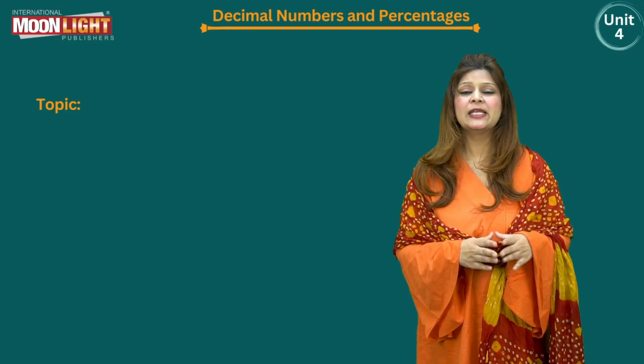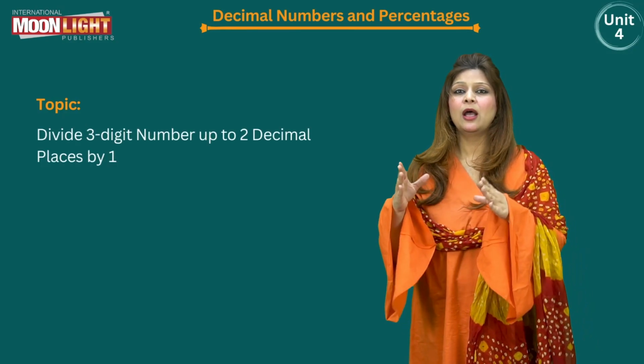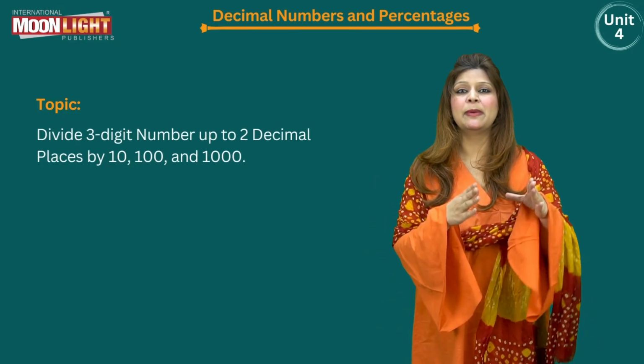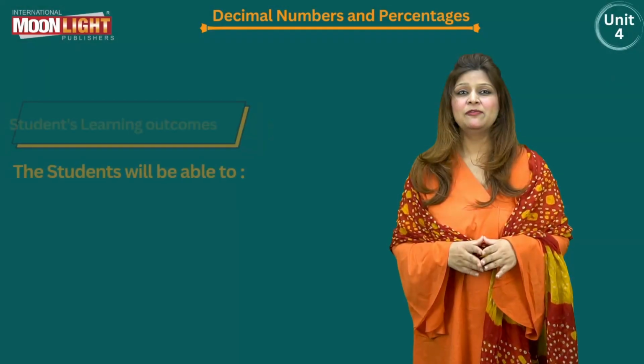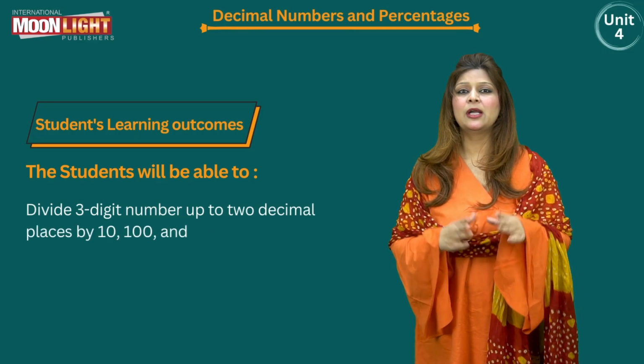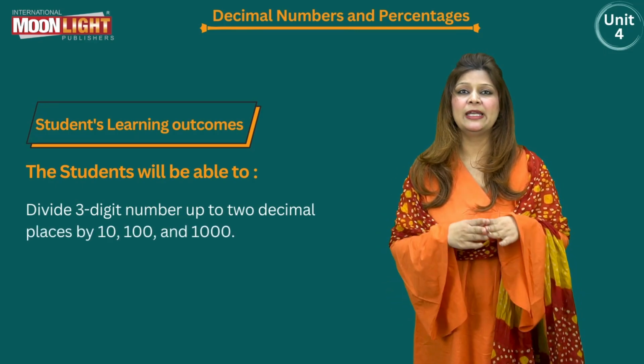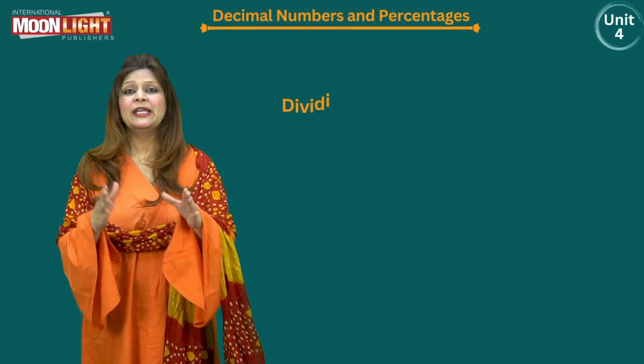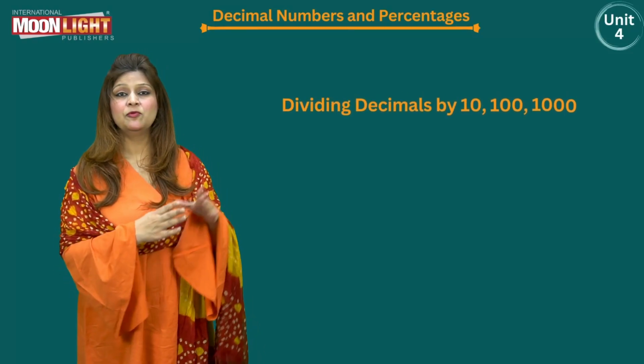Today my topic is divide 3-digit number up to 2 decimal places by 10, 100 and 1000. By the end of this lesson, you will be able to divide 3-digit number up to 2 decimal places by 10, 100 and 1000. Dividing decimal by 10, 100 and 1000, what we do?